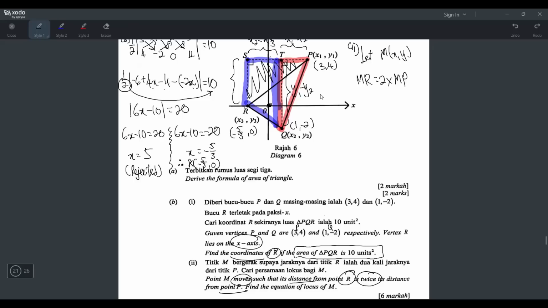Okay, now we can use the distance formula. The distance formula is square root of x minus x square plus y minus y square. Okay, and then the other side also you will do the same later. Square root of x minus x square and then plus y minus y square. Okay. This is how you find distance. Okay, for point M, point R, your point M is xy, point R is this one, right?